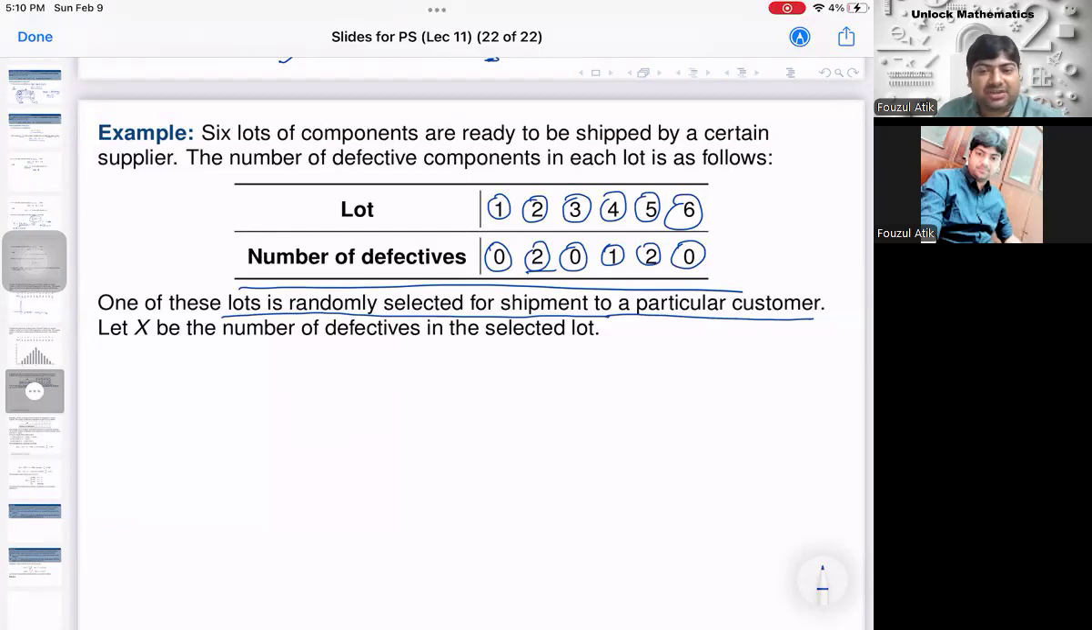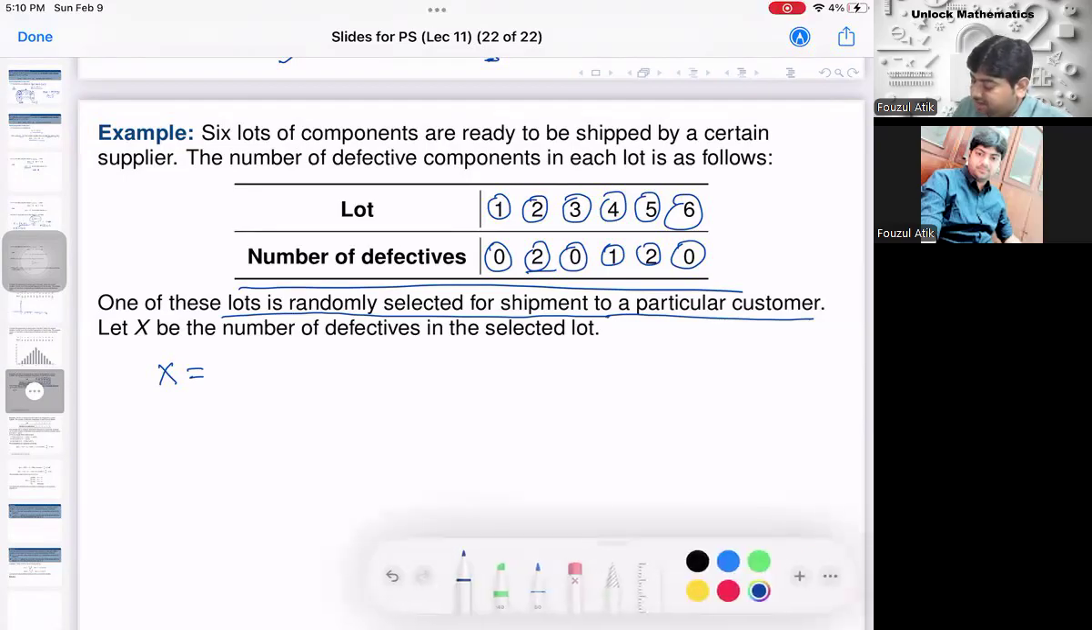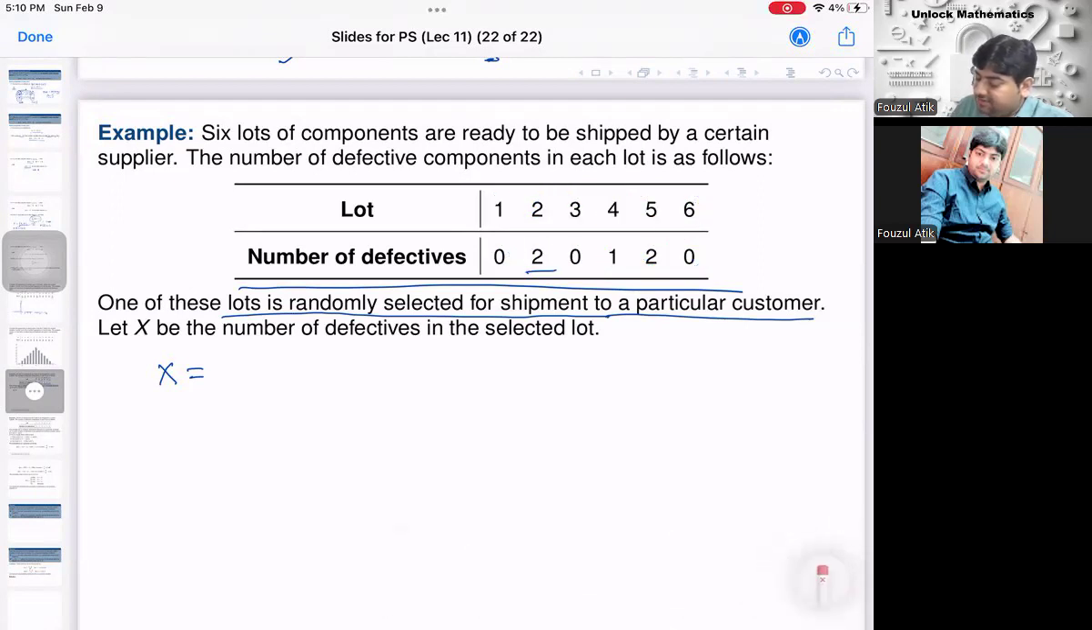To find the probability mass function, first you understand what values X can take. X is the number of defective pieces. So X can take the values 0, 1 or 2, right? Because we have seen that the number of defective pieces in these lots is, in some cases 0, in some cases 1, in some cases 2. So X can take only these values 0, 1 or 2. Right? So the probability mass function we can easily calculate.